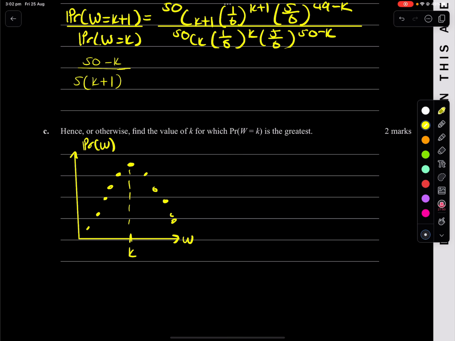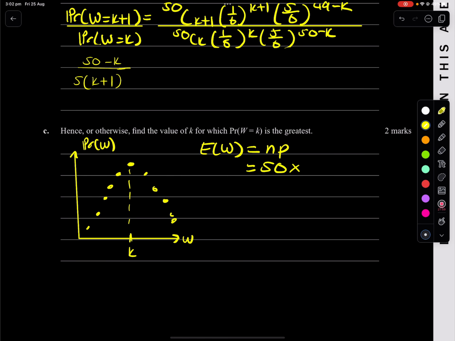So we can say the expected value of W is what? It's n times p, which in this case was 50 times p, which is 1 on 6. So 50 on 6, which is 25 on 3. What is that? 25 on 3 is between 7 and 9. So yeah, it's around 8. Is that right? So k would be 8.